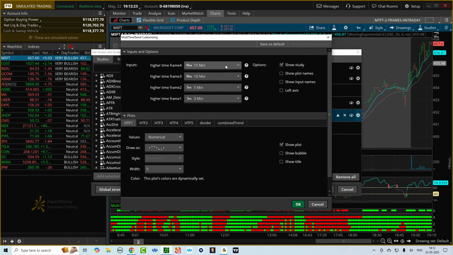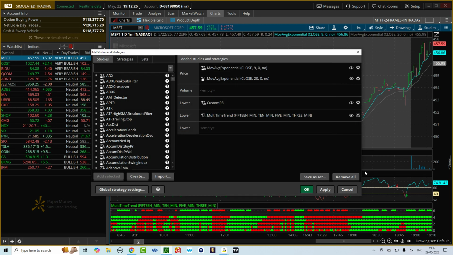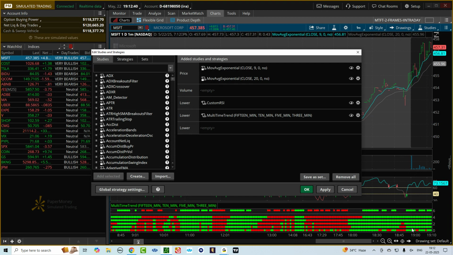So what this does is, when the 1 minute is bullish, you'll see a green. When it's bearish, you'll see a red. But the next level is the 3 minutes, and the next level is the 5 minutes. Next level is 10, and then you have the 15. So if you have 4 or 5 time frames aligning, that gives you so much more confidence in your trade.